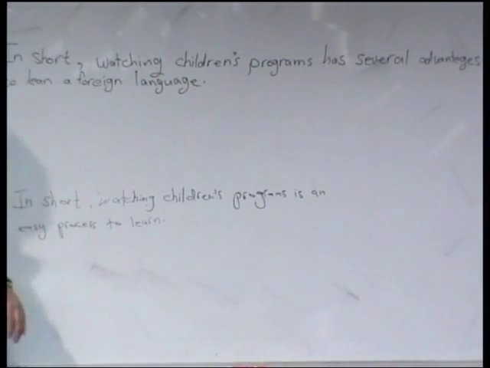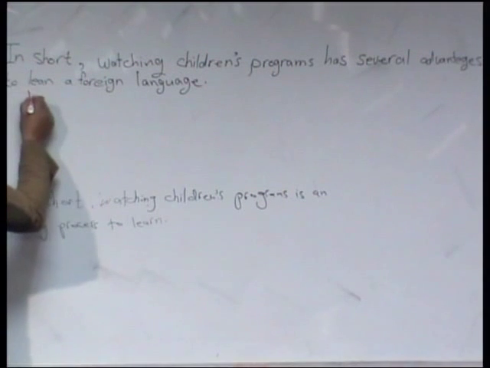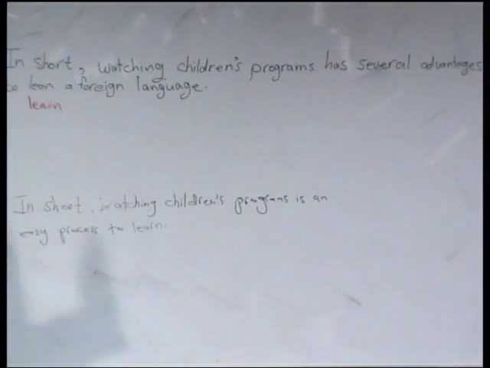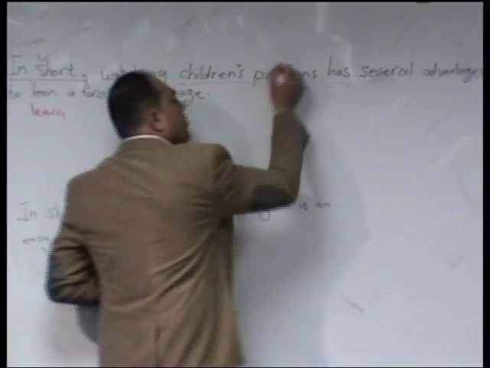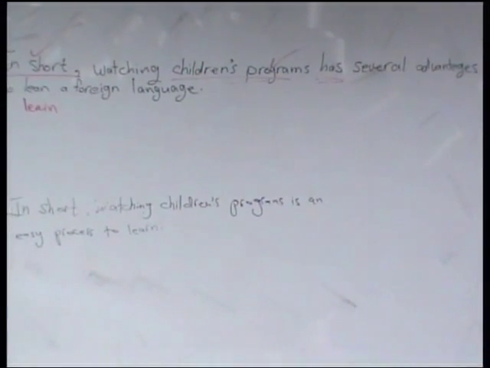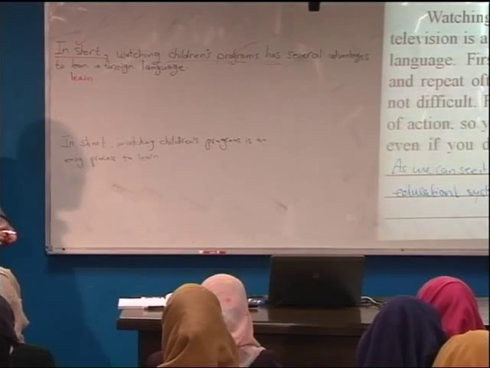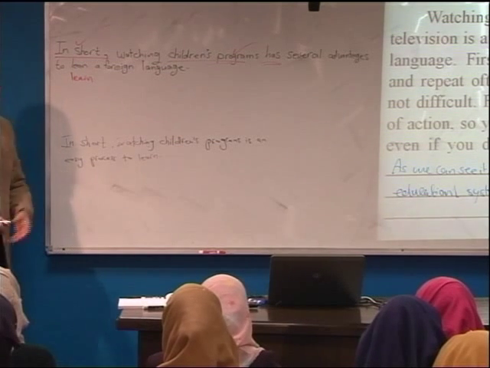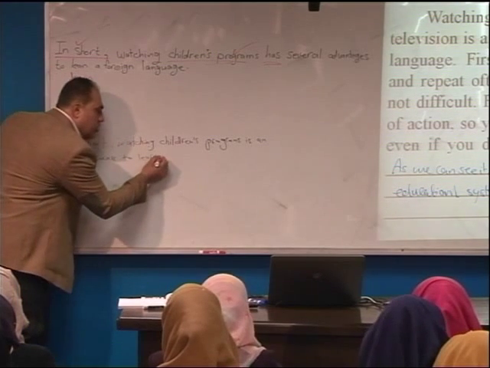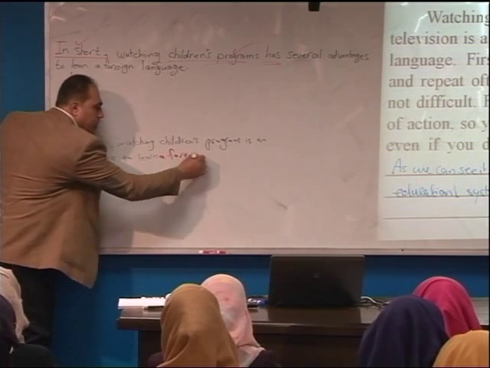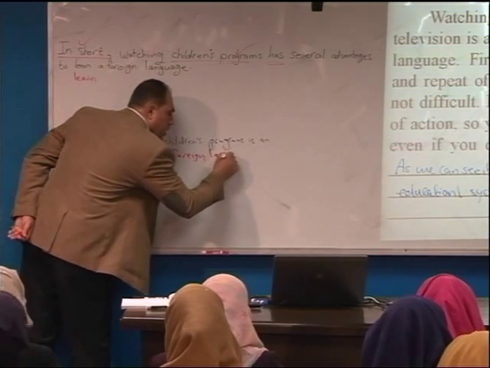In short, watching children's programs has several advantages to learn a foreign language. Good one? Yes, it is a good one. We started with a transition and we have subject-verb agreement, a very nice idea, a very nice conclusion. Let's see the second one. In short, watching children's programs is an easy process to learn. Good? I agree. Well, I could just add to learn a foreign language, just to make sure that we got the main idea in the conclusion.